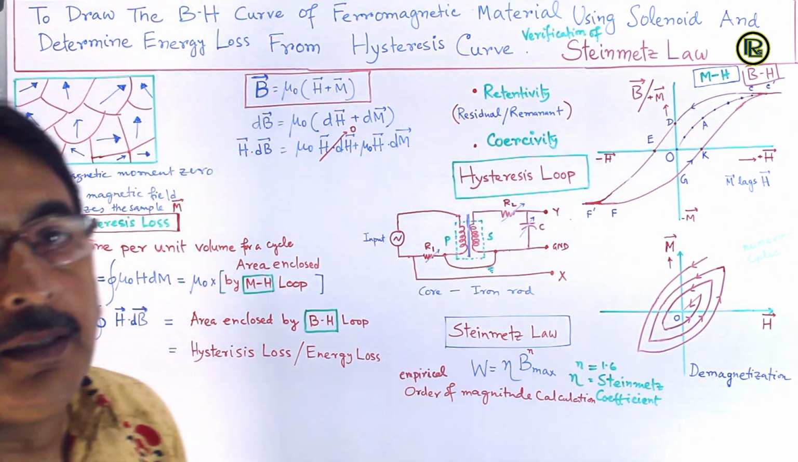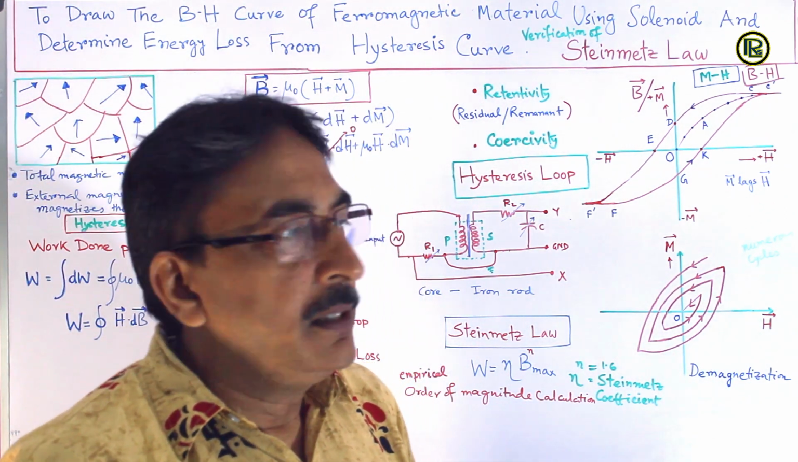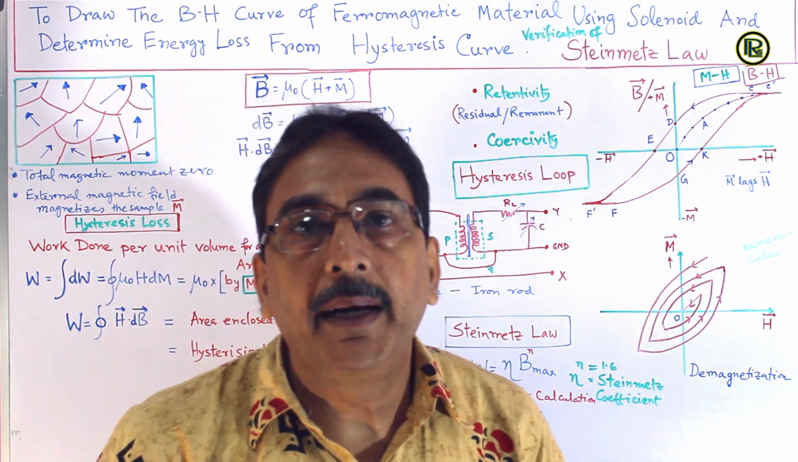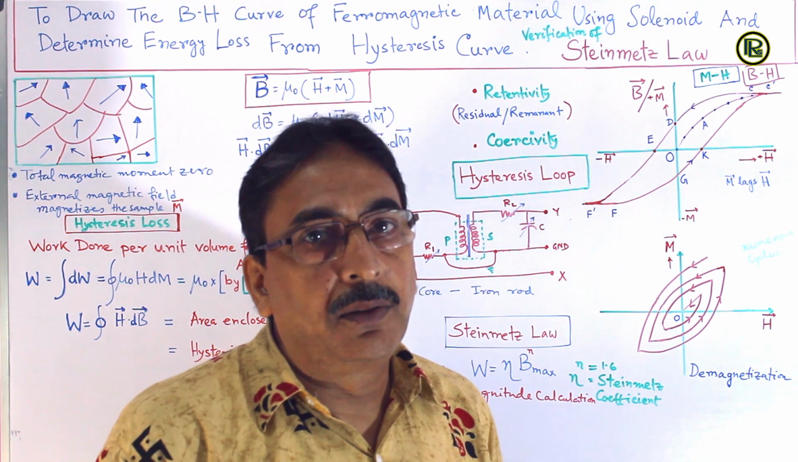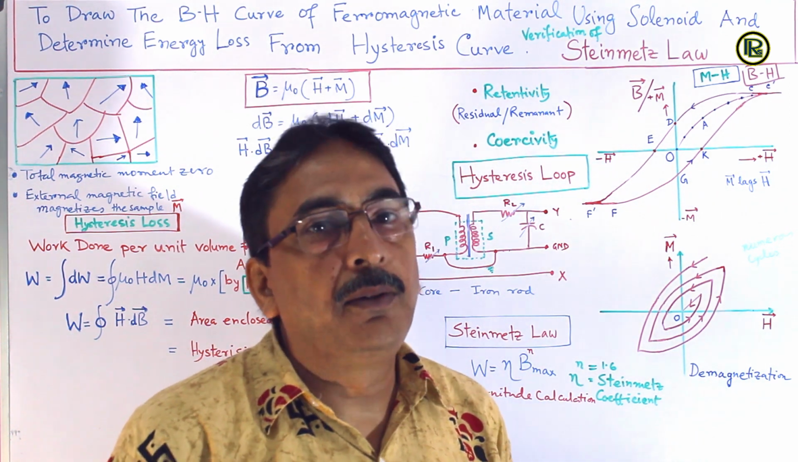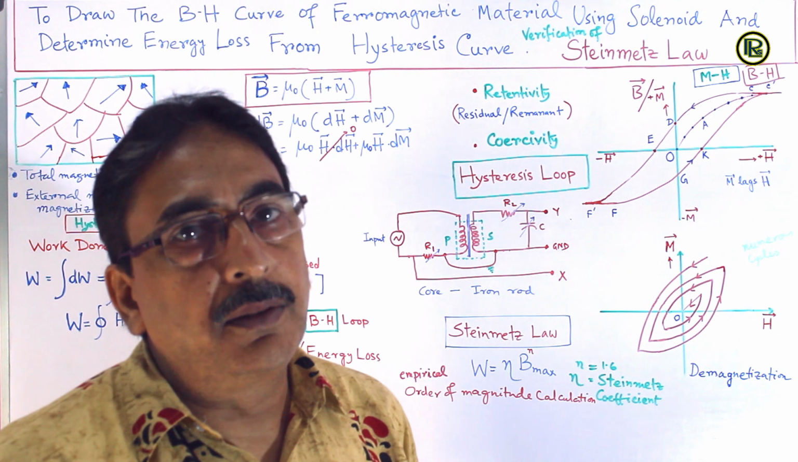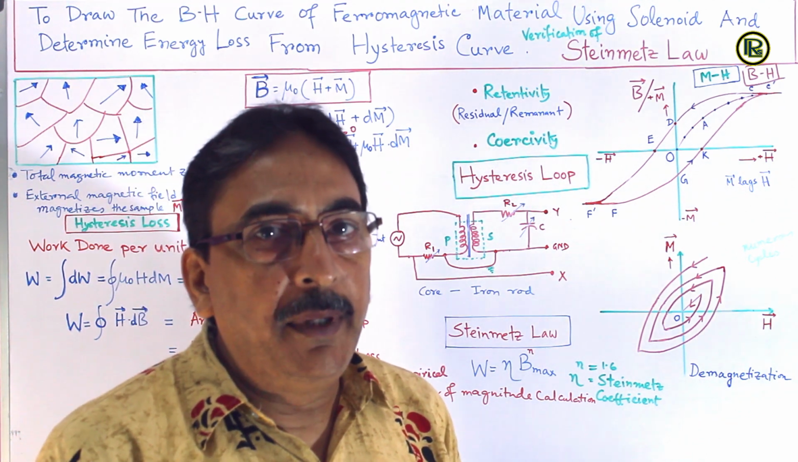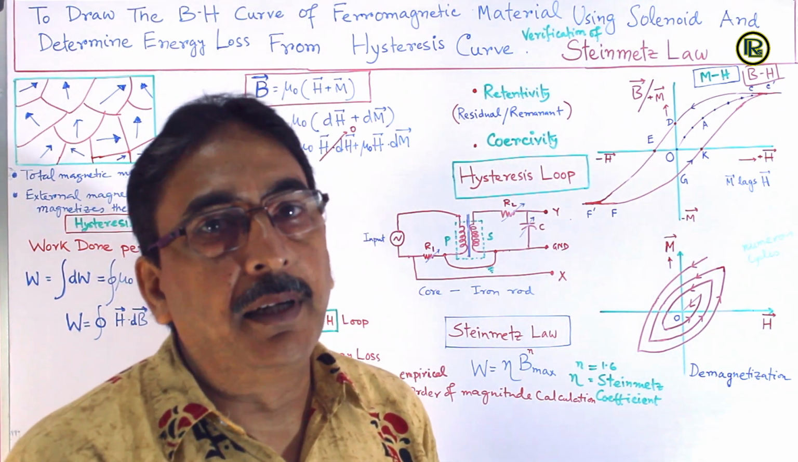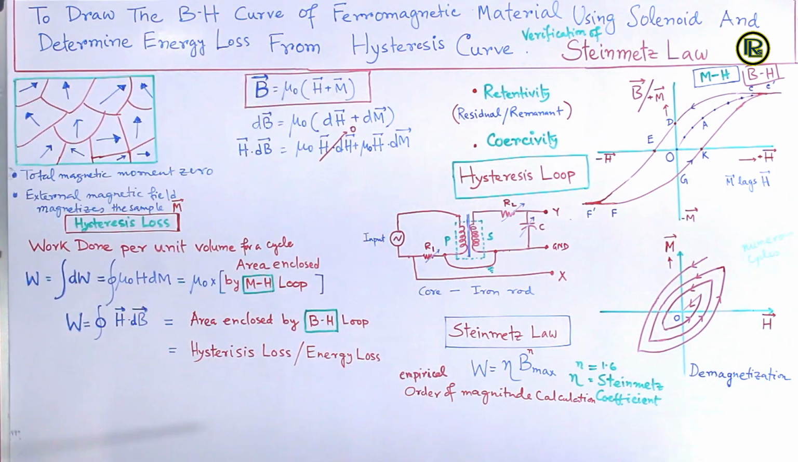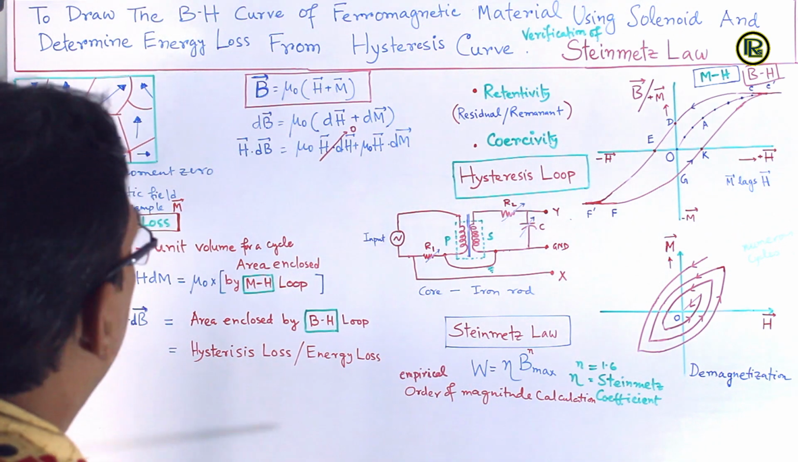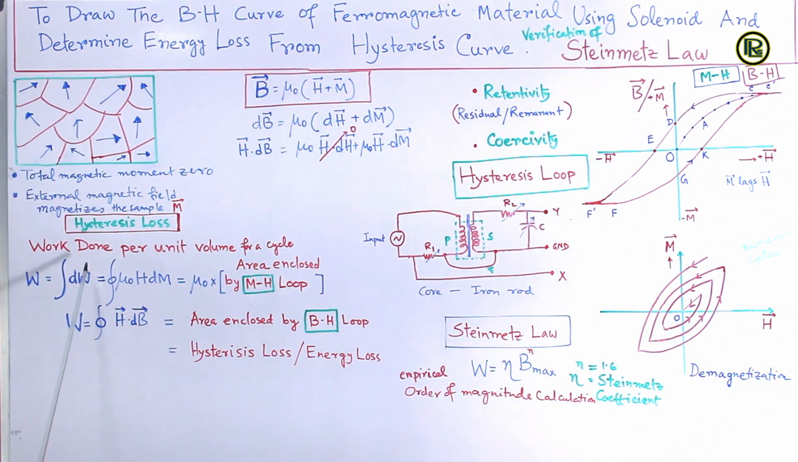So what we find, due to this magnetization and demagnetization process, there is energy loss, and we have to calculate that energy loss first mathematically and then experimentally. And we find in brief the work done per unit volume for a cycle of magnetization.